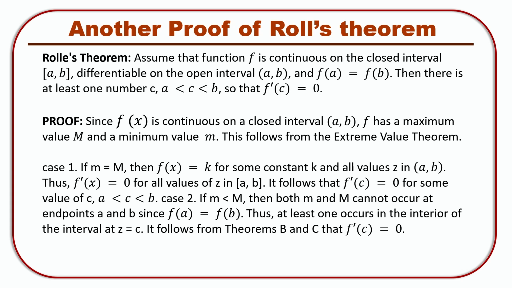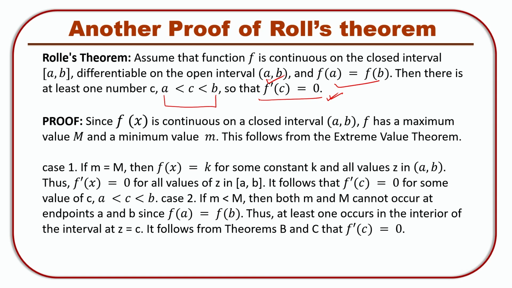So let me state the theorem. Assume that function f is continuous on the closed interval [a, b] and differentiable on the open interval (a, b), and f(a) equals f(b). So the end points have the same value, and the function is continuous on the closed interval and differentiable on the open interval. Then there is at least one point c between a and b so that f dash of c is going to be 0. That is our theorem, and we are going to prove it using the extreme value theorem.